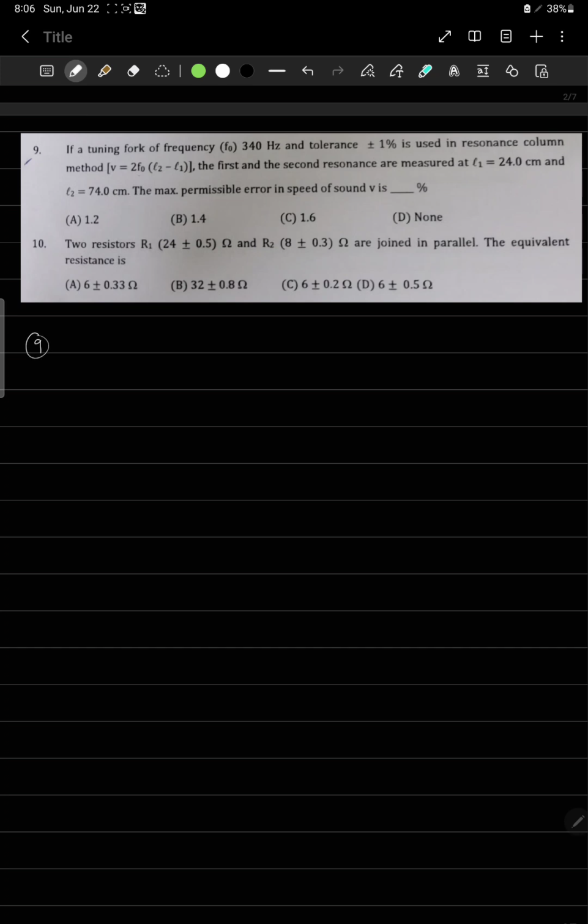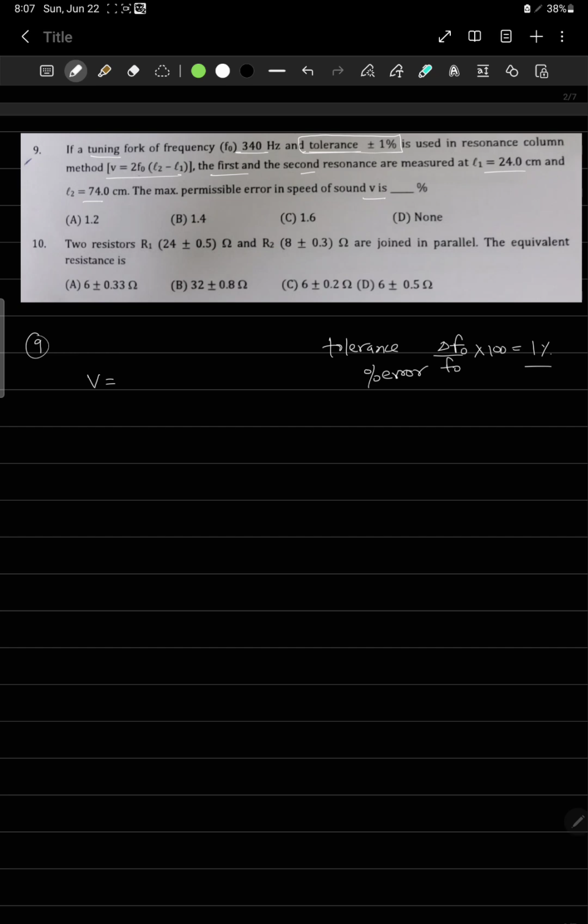The question says the tuning fork of frequency 340 has a tolerance of 1%. The tolerance basically is called the percentage error in that particular quantity. So frequency has this tolerance, that means delta f by f into 100 is 1%. Correct. So used in resonance column, this is the formula of speed. First and second resonance are given. We need to find the percentage error in speed.